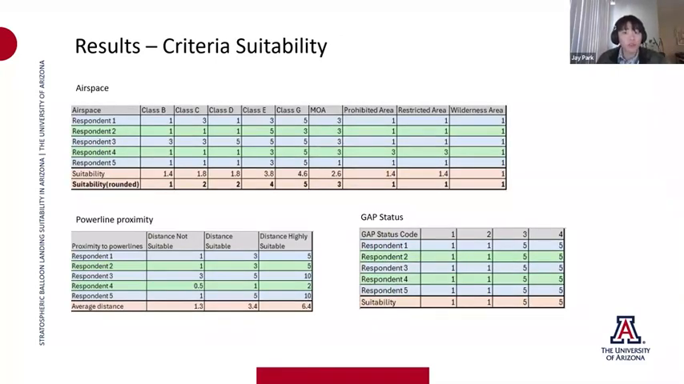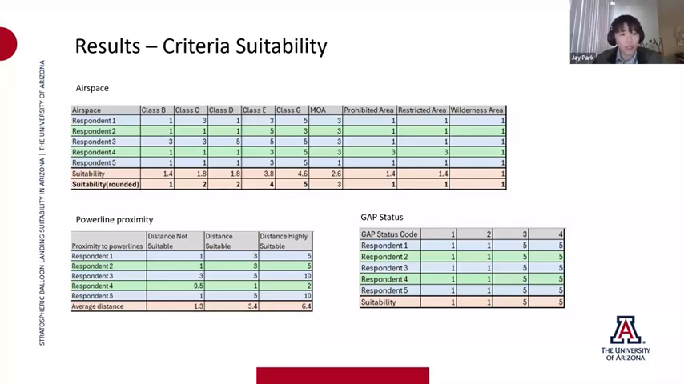And these are the results of the suitability score of subcategories within each criterion. So for airspace, it was deemed that Class B, prohibited, restricted, and wilderness areas are assigned a suitability score of 1. Class C and D assigned a suitability score of 2. Military operations areas, or MOAs, assigned a suitability score of 3. Class E, score of 4. And Class G, which is the uncontrolled airspace, assigned a suitability score of 5.